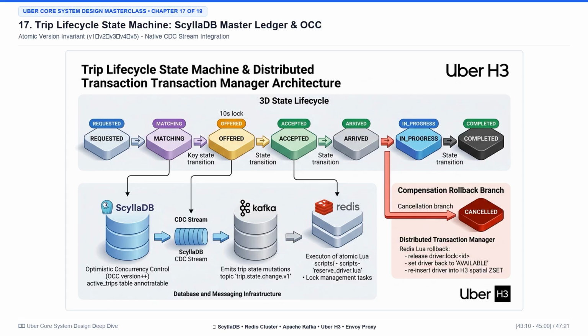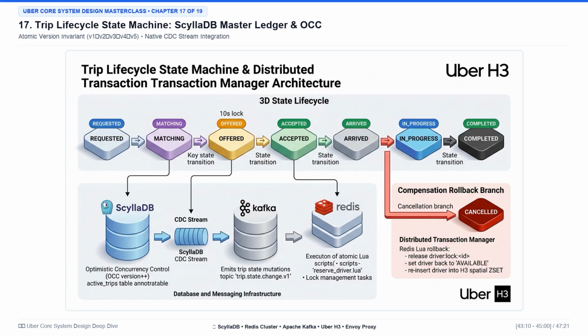Yes, ScyllaDB is a deeply persistent, heavy-duty, disk-based database. When you request a ride, ScyllaDB creates a permanent record in an active trips table. It sets the state of your trip to requested. Okay. When the Redis lock is placed on a driver, ScyllaDB updates the state to offered. When the driver taps yes, it becomes accepted. When they physically pick you up, it moves to in progress, and finally when you get out of the car, completed.